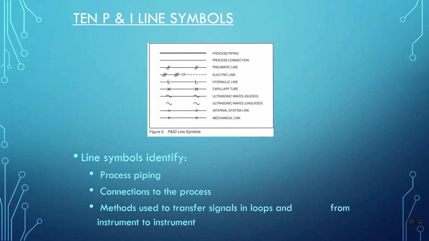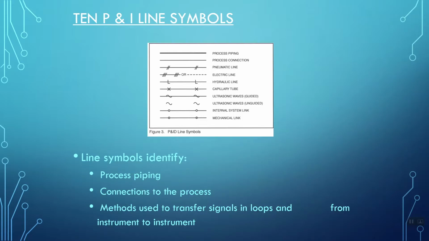Now, the individual lines going in between some of the symbols, or the instruments and valves, flow control elements, and things like that, they actually mean something. You have the thick process piping line. Process connection is the smaller one. A pneumatic line is a line with two lines through it. An electrical line, you'll see sometimes one line with three, although more commonly you'll see a dotted line. Hydraulic line is a single line with an L in it. Think hydraulic for hydraulic lines. X is a capillary line, which is a secondary air line.